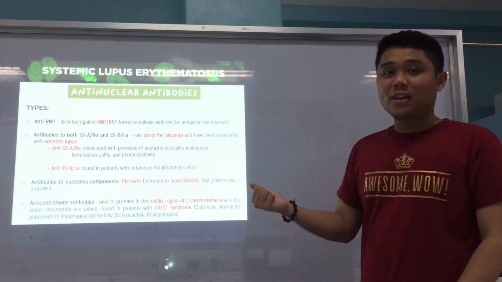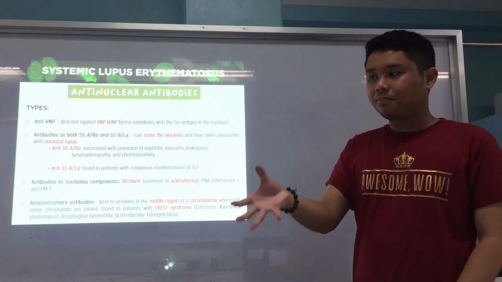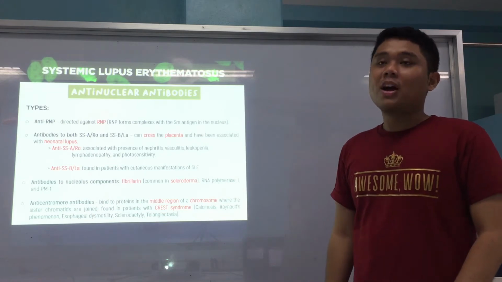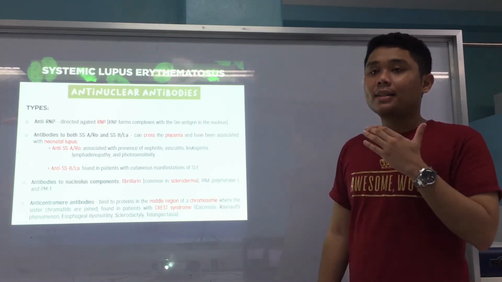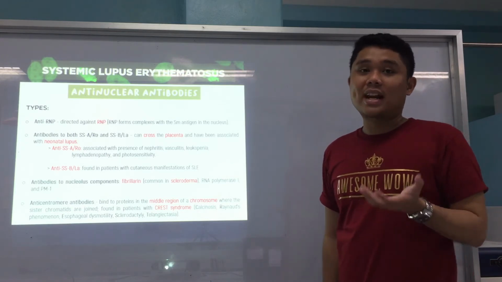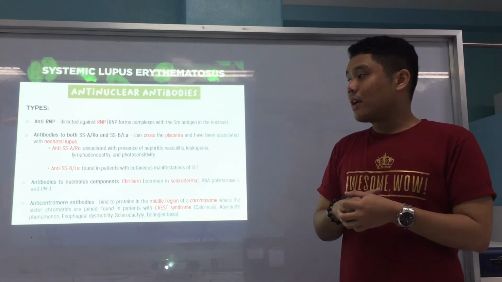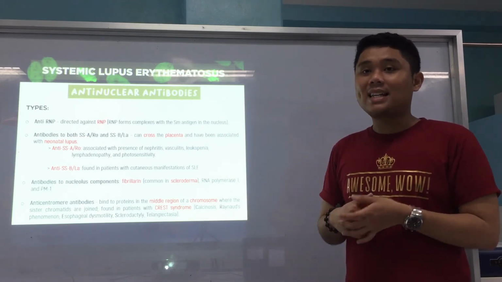And they are very specific and very diagnostic in patients with CREST syndrome. CREST syndrome is a subset or a type of scleroderma. Alright? So CREST syndrome stands for calcinosis, Raynaud's phenomenon, esophageal dysmotility, sclerodactyly, and telangiectasia.